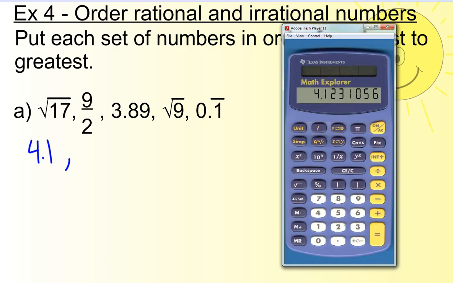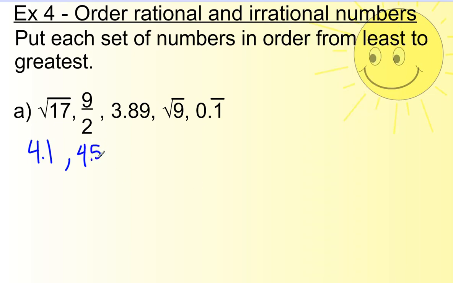9/2 is going to be 4.5, but just to show you, 9 divided by 2 is 4.5. 3.89 is already a decimal, so we don't have to do anything to that. Square root of 9 is 3. That's from our perfect squares we did at the very beginning of the lesson. And 0.1 repeated is just 0.1 repeated.